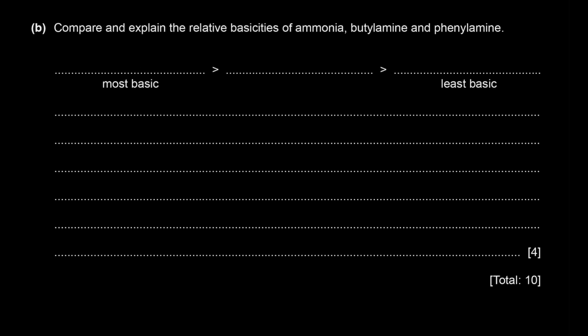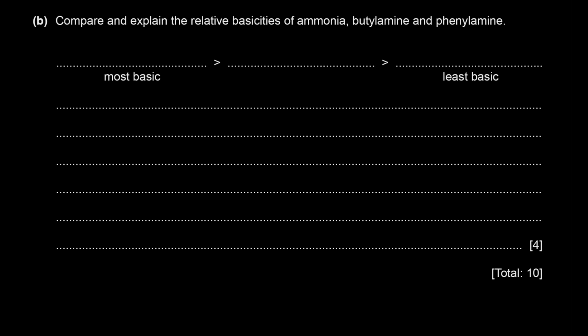Compare and explain the relative basicities of ammonia, butylamine, and phenylamine. Now, which of these is the most basic? If I compare ammonia to butylamine, which of these is more basic? Butylamine is more basic. The reason is the electron donating effect of the alkyl groups, which means that the charge density on the nitrogen increases. It's more likely to donate its lone pair and accept a proton. This is the positive inductive effect of the alkyl group.